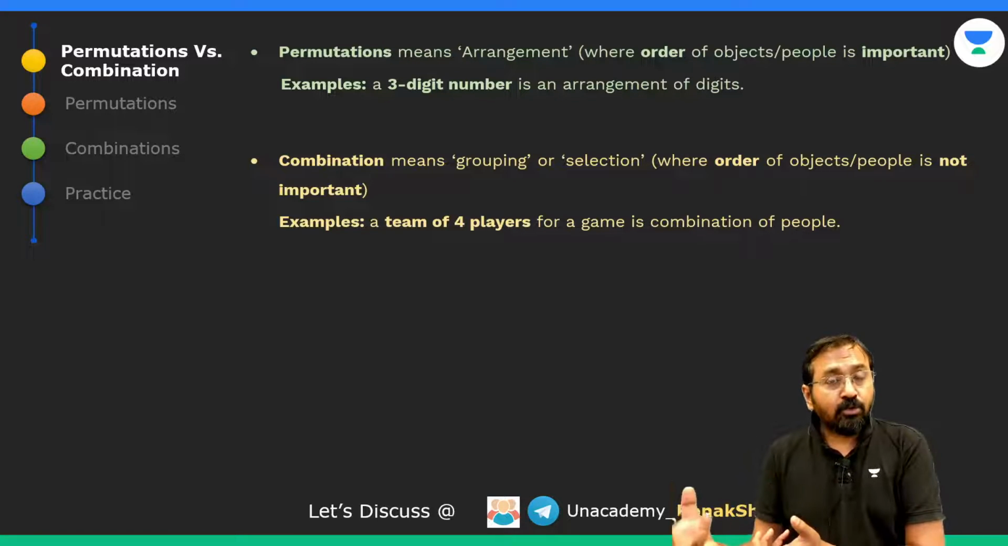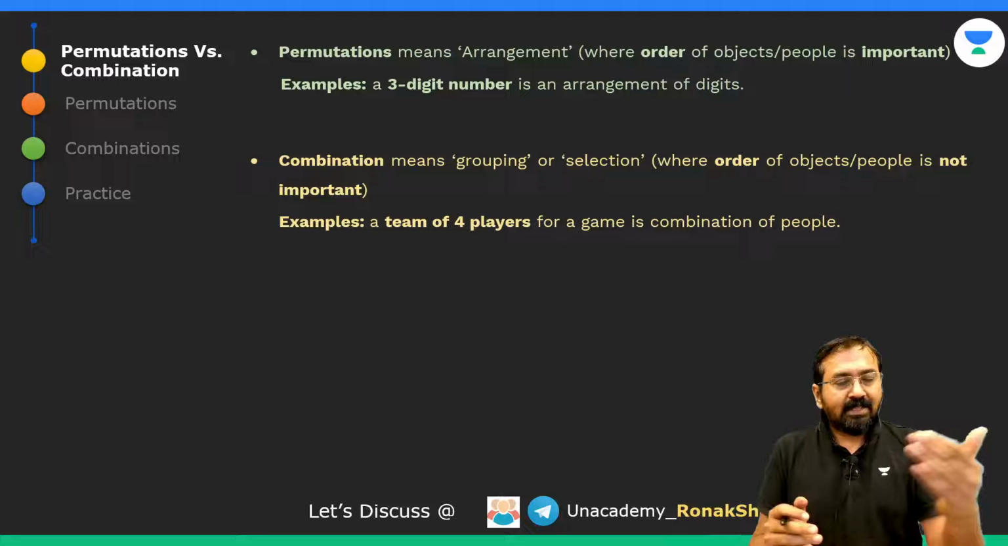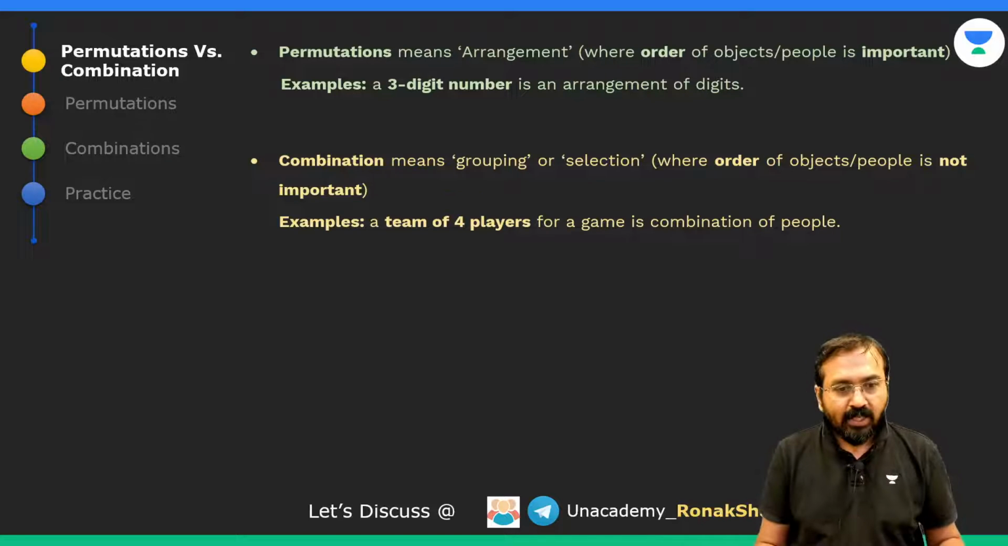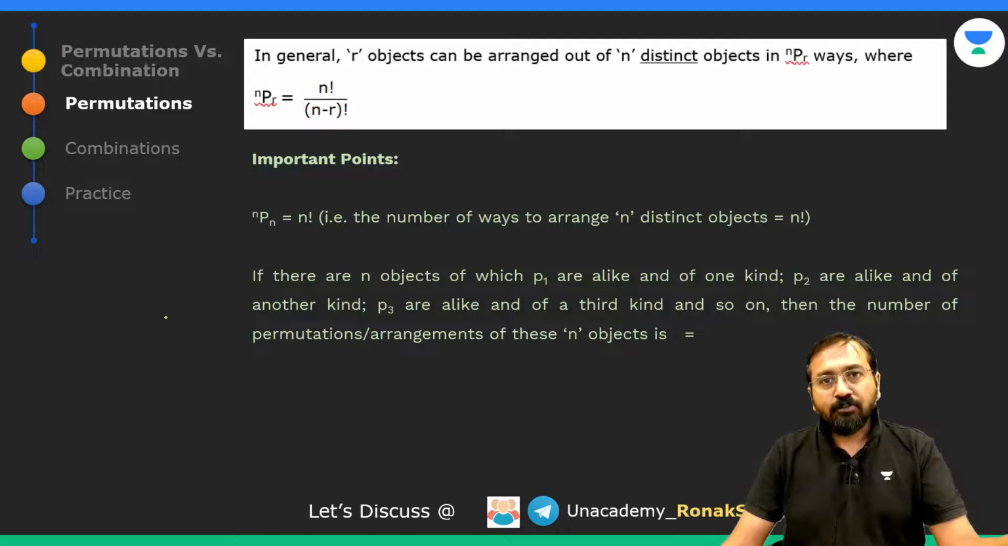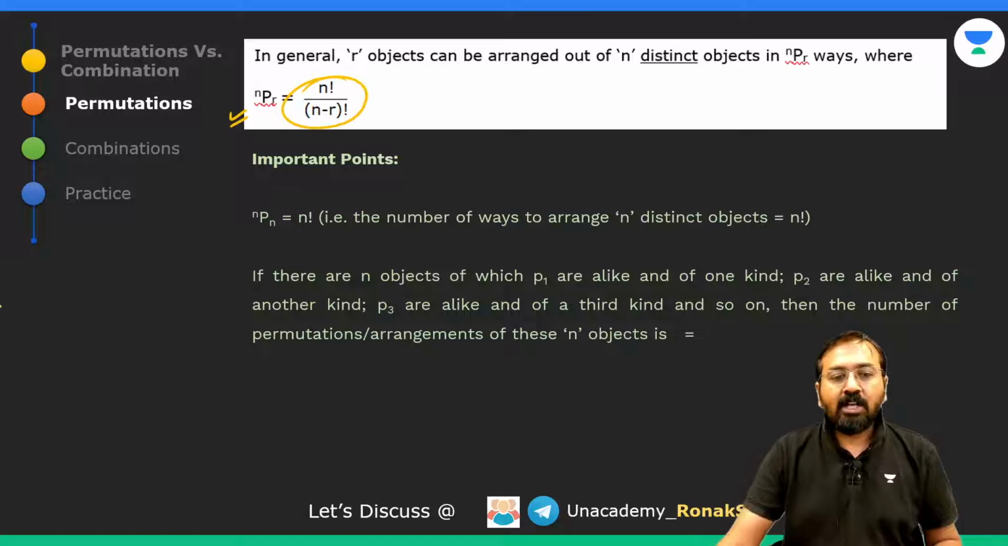Selection means grouping. You can also call it grouping. So that is what is mentioned on the screen. Okay, now let's look at the concept of permutation. If you want to arrange R objects out of N objects, it can be done in NPR ways, and this is the formula of NPR.